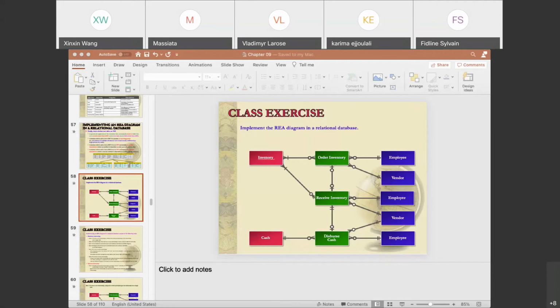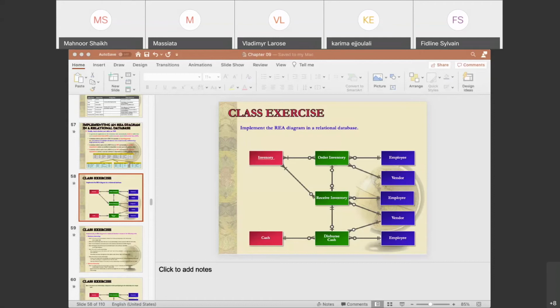I think you're a little bit confused. I'm talking about if there is a table that has foreign keys, what are the table and what are the foreign keys of it? So I'll start from the beginning. For order inventory, I have employee number, vendor ID, and item number. For receive inventory, I have employee number, vendor ID, and item number. And then for disburse cash, I have employee number, vendor ID, and account number.